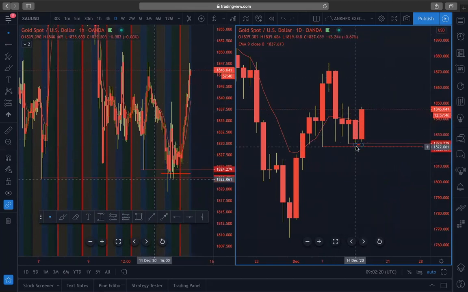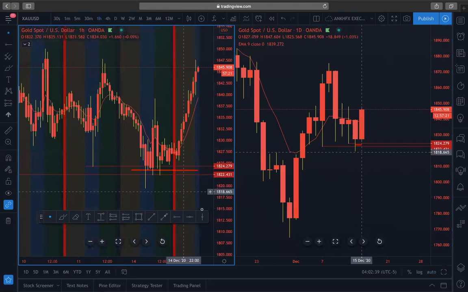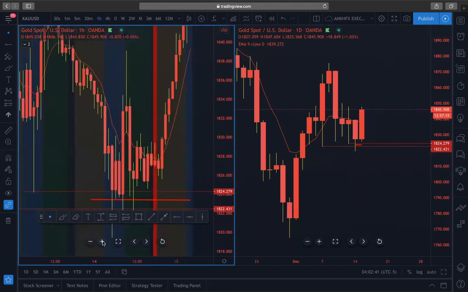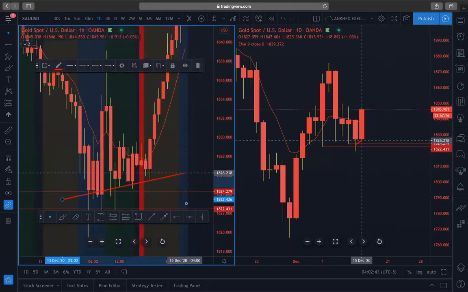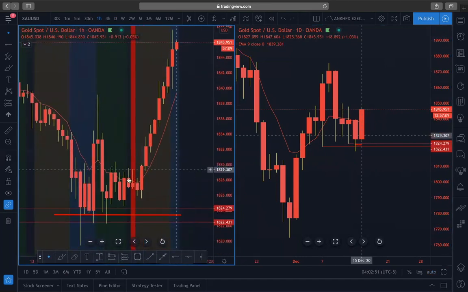However, we were expecting some kind of 1810, but it's not necessarily always going to be on point. That's not our case. So what happened is, if you just zoom in, you see this first rejection, where the market rejected from this area.